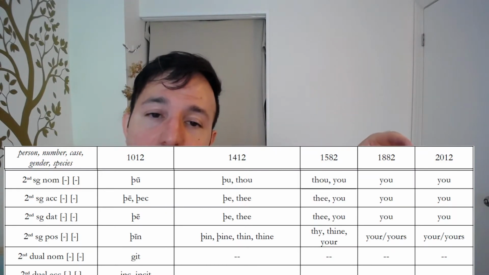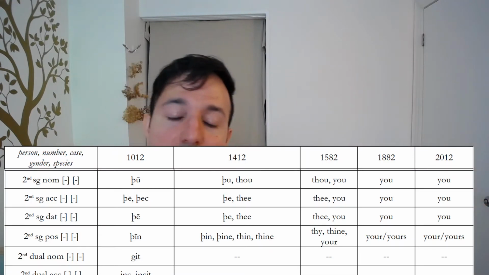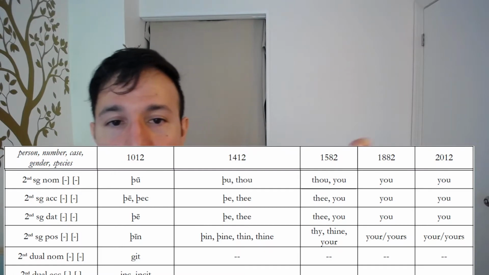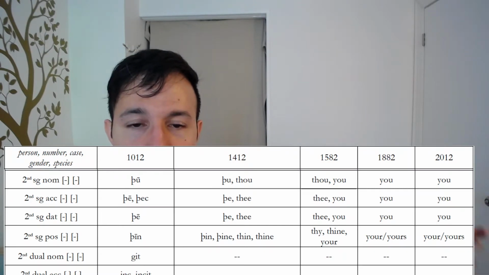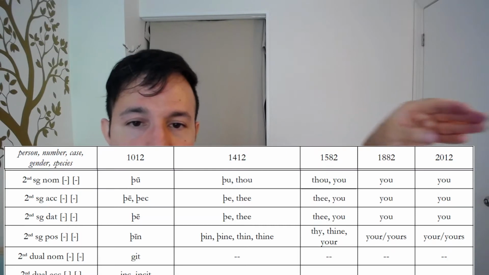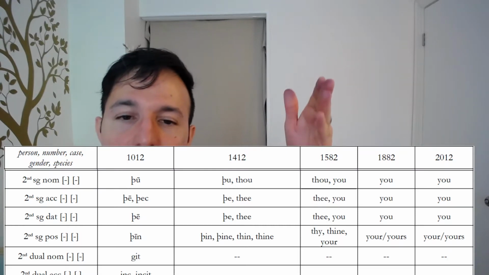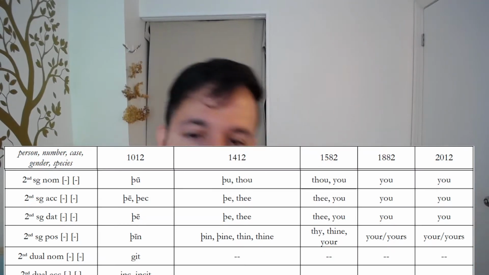But then by the present day English period, it's just you, and thou has fallen out of usage except in purposefully archaic forms. We see here again the difference between thou and thee is the difference between nominative and accusative or dative, and then of course the possessive, and the distinction between your and yours again emerges in the present day English period. In 1582 and in the early modern period, you could still have thy or thine or your somewhat interchangeably.